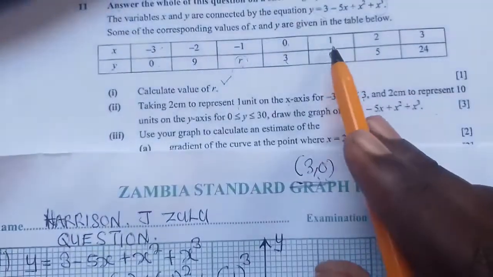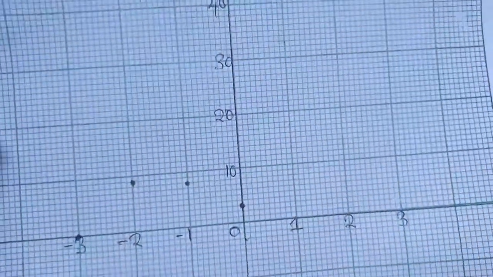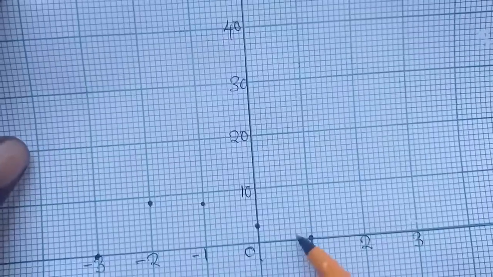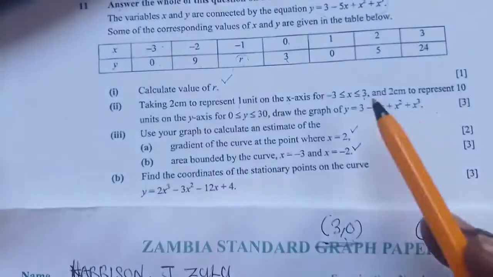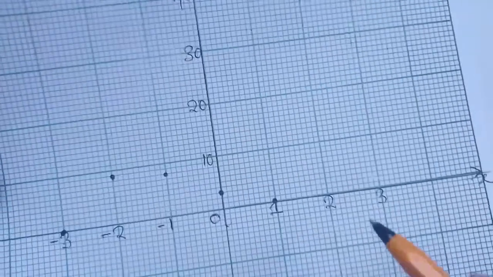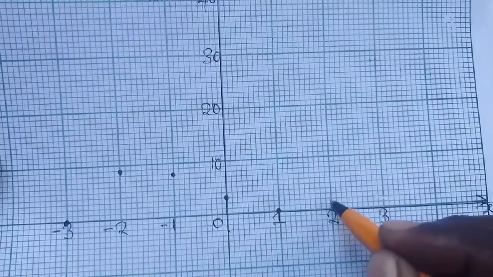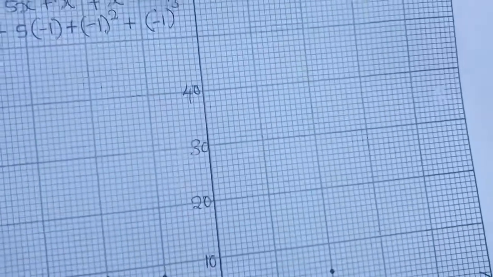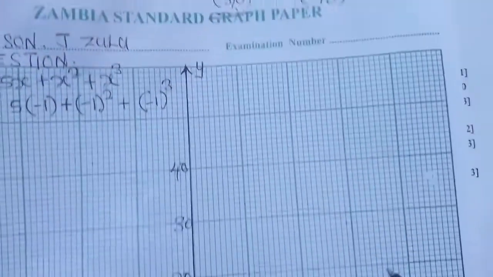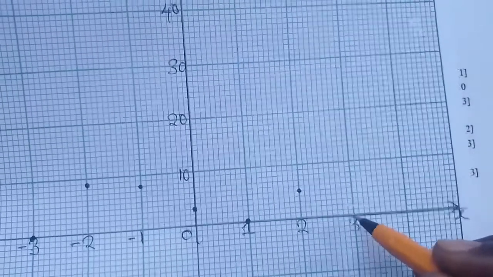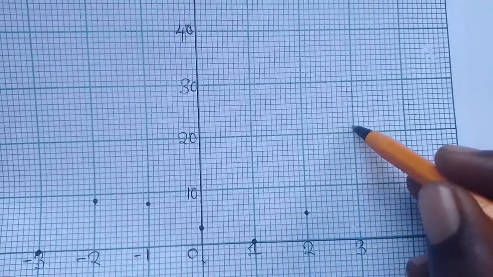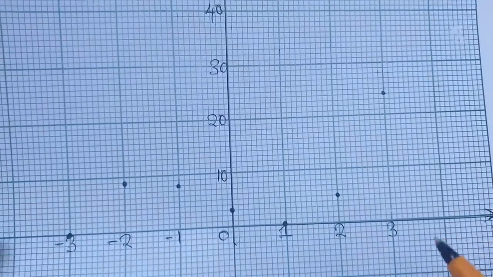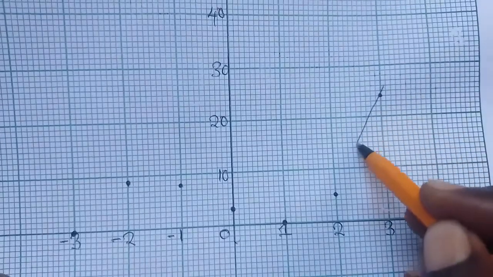I move to the other coordinate, 1, 0. From what I'm just explaining, 1, 0, it is here. This is 1, 0. Have you seen? 2, 5. 2 is here. So 5. 1, 2, 3, 4, 5 there. Have you seen? Then we've got 3, 24. 3 is here. 24. This is 20. 21, 22, 23, 24. It is there. Have you seen? Then you just join these points. Join them properly.